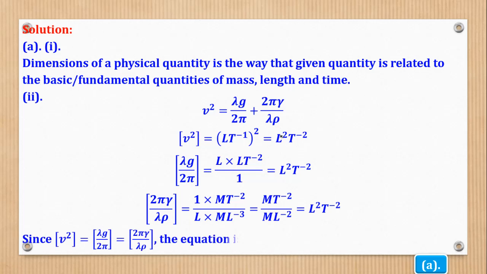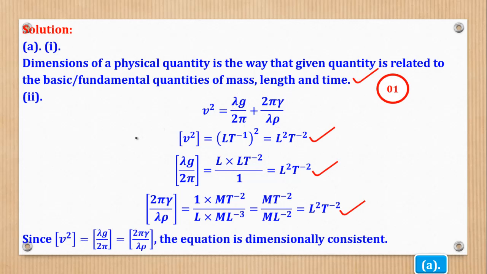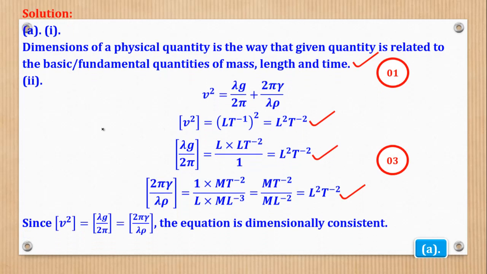Therefore, you can conclude. So each time there is plus or minus, it means this dimension must be equal to this for it to be dimensionally consistent. So now shall I go to part B.